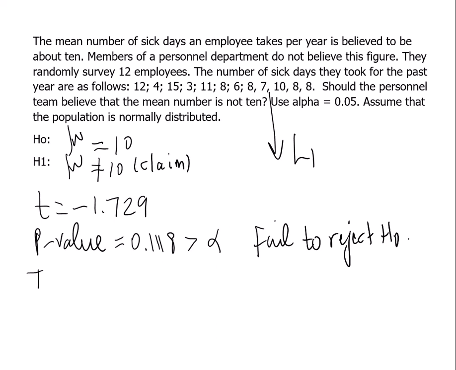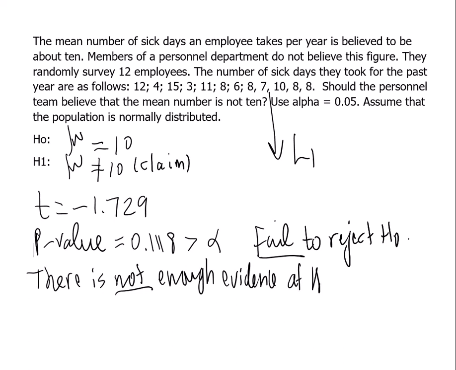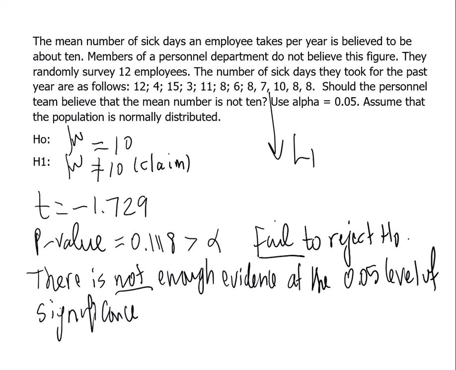So you say there is not. Anytime you fail, you have to start with there is not enough or sufficient evidence at the 0.05 level of significance to support the claim that the mean number of absences is not 10.